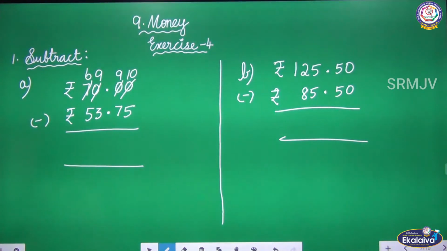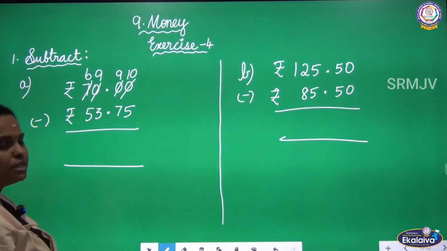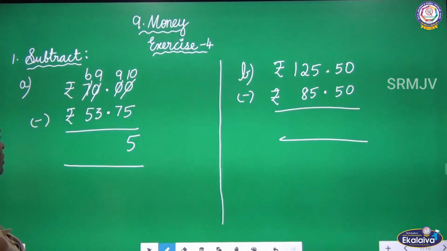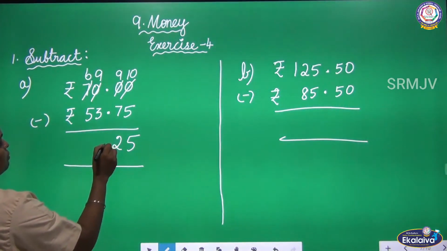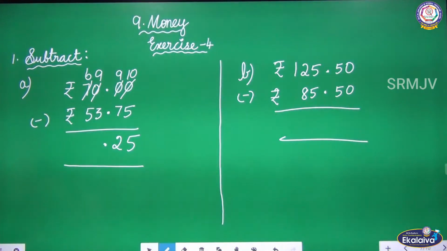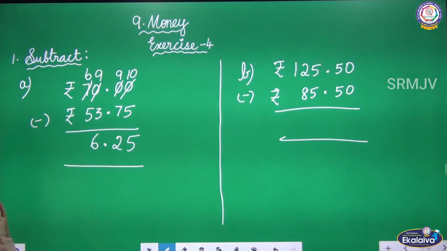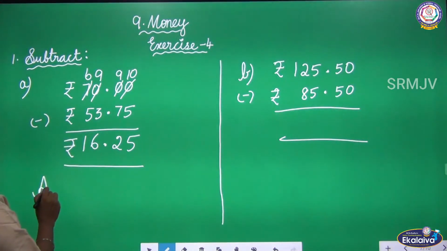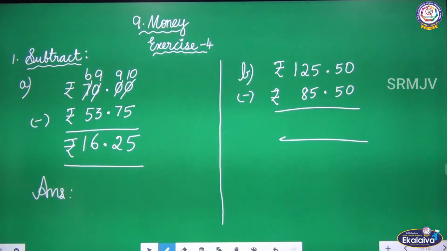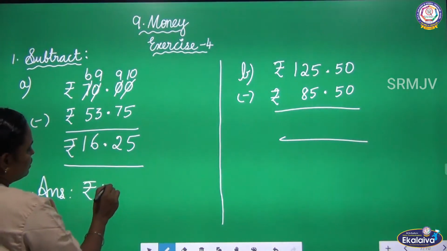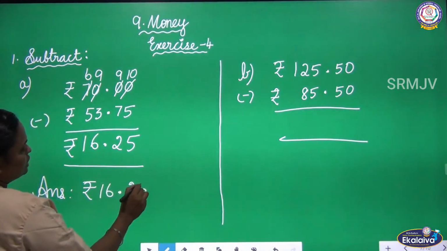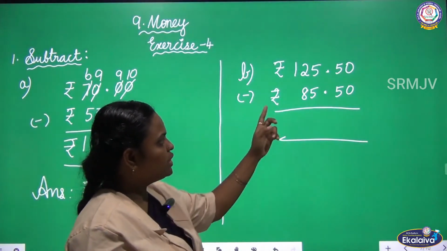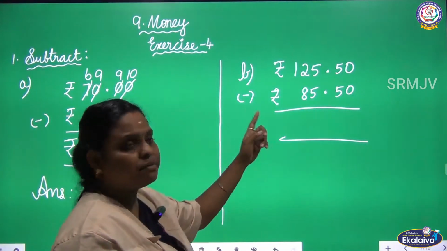Now you tell me, what is 10 minus 5? 10 minus 5 is 5. Next, 9 minus 7 is 2. Next, put the dot. Then 9 minus 3 is 6. Then 6 minus 5 is 1. So what is the answer children? The answer is 16 rupees 25 paise. So next one, we are going to subtract 125 rupees 50 paise minus 85 rupees 50 paise.